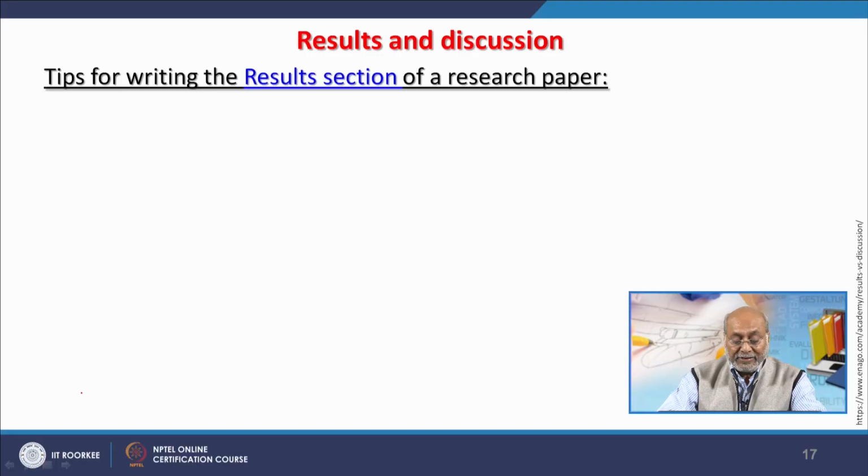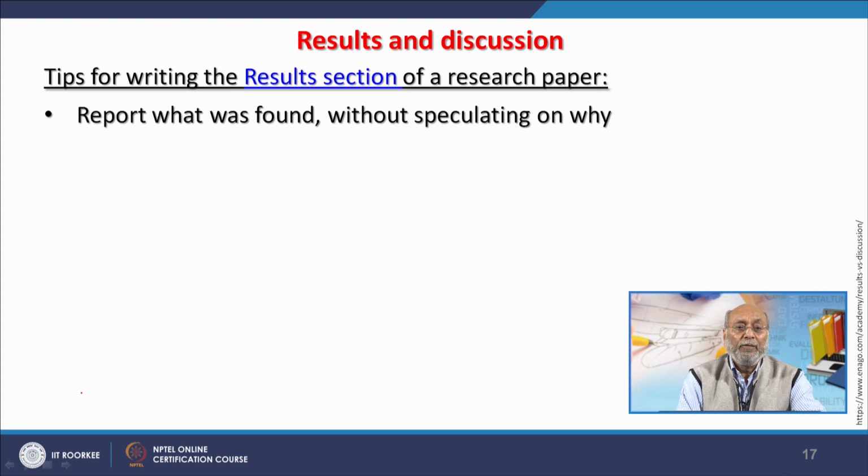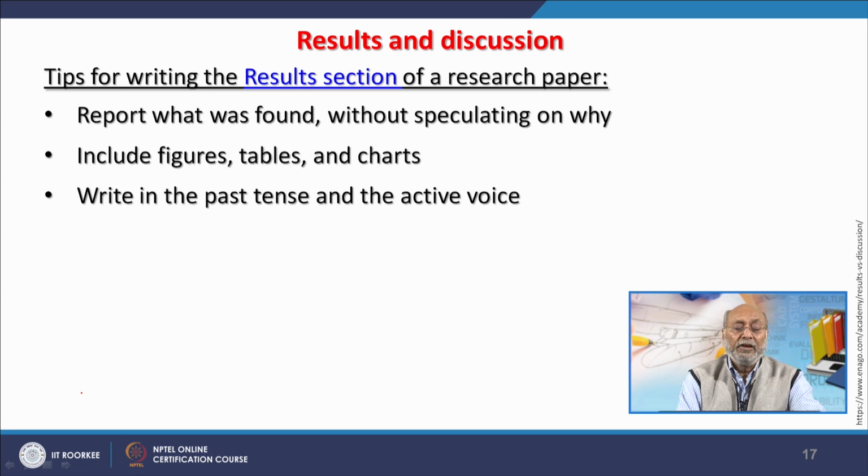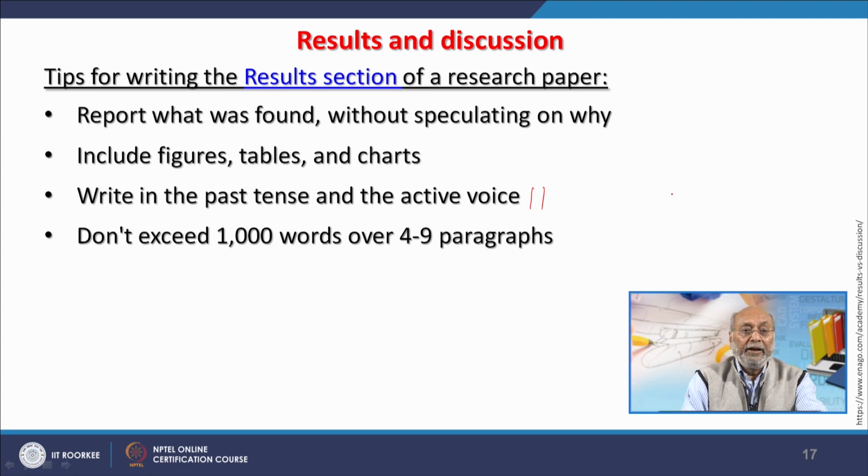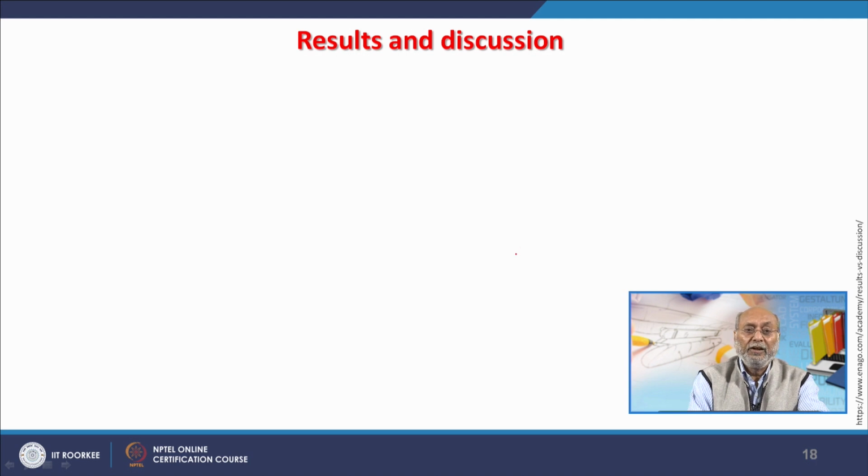So, while writing the results section, which we have earlier covered, report what was found without speculating on why, include figures, tables, charts, and write in the past tense and the active voice. This is another important thing. Though it is related to English, and I said in the beginning of this course that I am not going to talk much about English, these two things are important: whenever you are writing results, write in the past tense and always try to write in the active voice rather than the passive. And depending on the work, if it is very extensive work, then a 1000 word limit is not required, and if it is a PhD thesis, again this limit is not required, but if it is a paper manuscript, then maybe 4-9 paragraphs are sufficient for the results section.